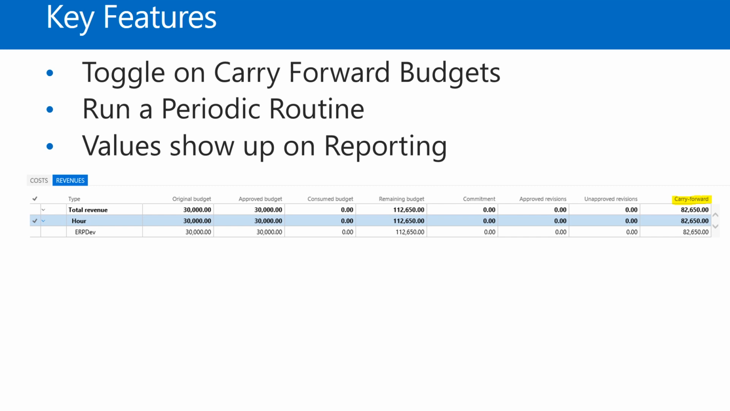So you can see here's the project budget balances inquiry. I don't know what the date range is here, but what I want you to take a look at is the carry forward column. If you run the carry forward periodic routine and you carry forward a budget into the next year, it rolls into the carry forward column, depending on how you filter your form or what the date range is on your form. And what you can see is that it will take the approved budget amount plus the carry forward budget amount to give you your remaining budget amount.